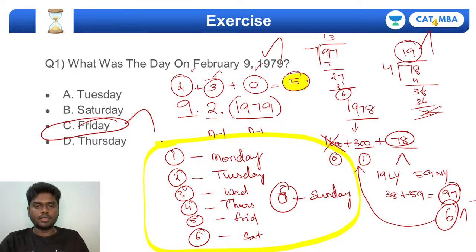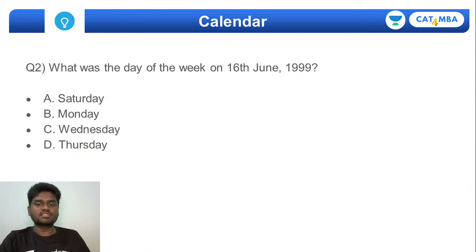Very important. So guys, if you are clear with this, let me quickly go to the second question of this session, and I want everybody to give it a try and let me know what is the exact day for the given date, 6th June 1999. Quickly. Yes.